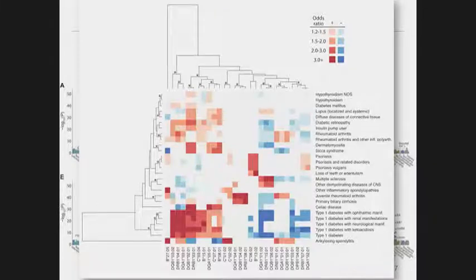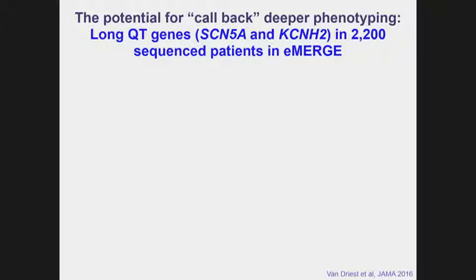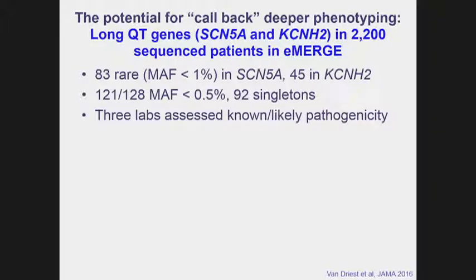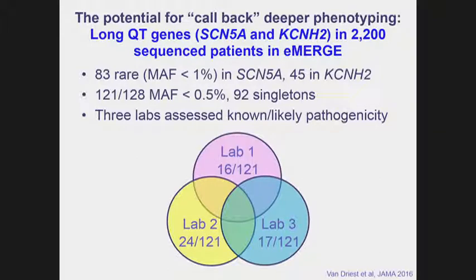Having electronic health records also lets you do deeper phenotyping, and so in this case, looking at individuals with variants that are thought to be potentially pathogenic and rare in 2,200 individuals in eMERGE, we had a number of rare variants, and then we sent them to 3 different labs. This is a few years ago, so the state of the art has advanced, but you saw a lot of disagreement in what labs would classify at that point as being pathogenic.